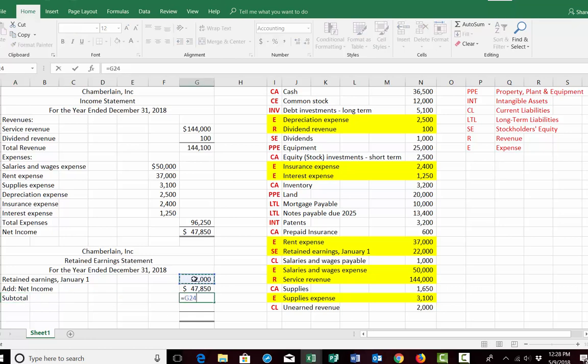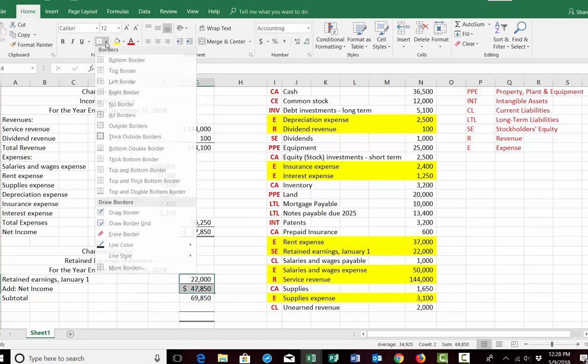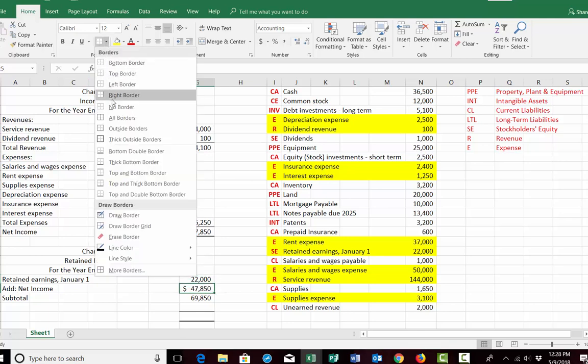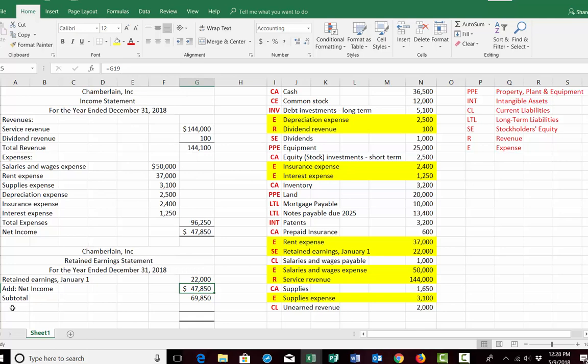And that's equal to this plus that. All right, let me just fix up my lines because I don't want people to get confused. We want a border line here so we know which things we added and which things we did not. Okay? All right, so beginning retained earnings plus net income. Now we're going to say less dividends. And that's going to give us our ending retained earnings.